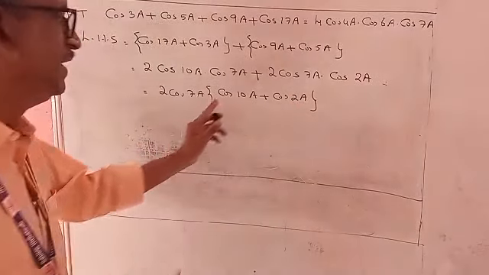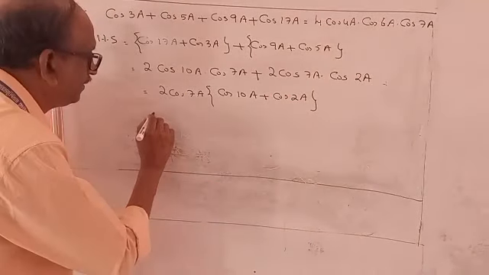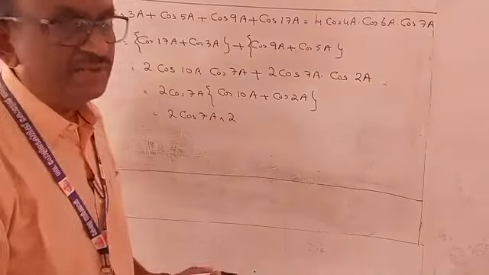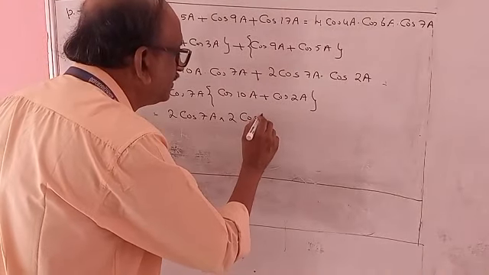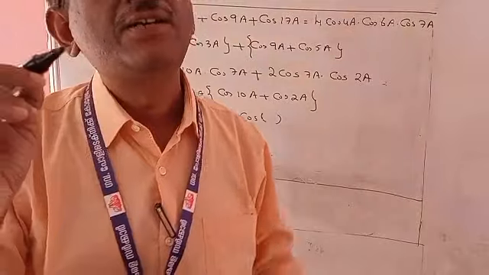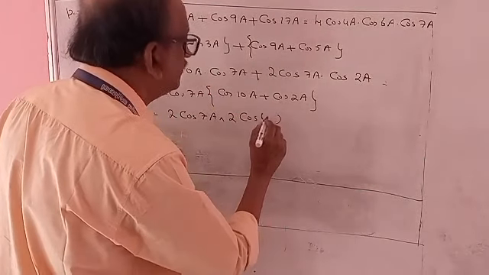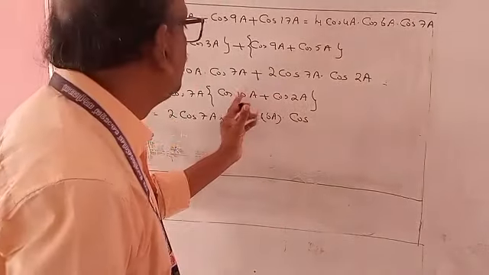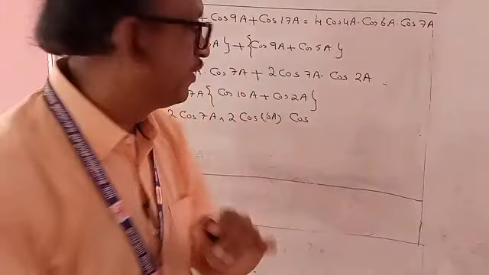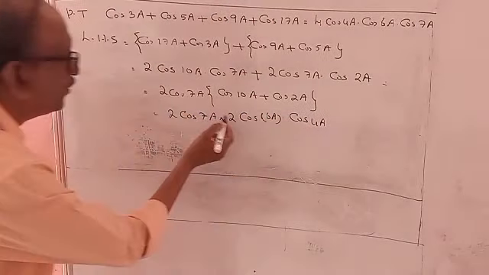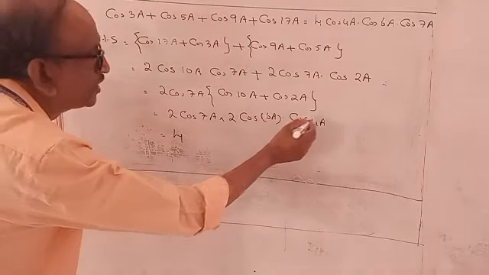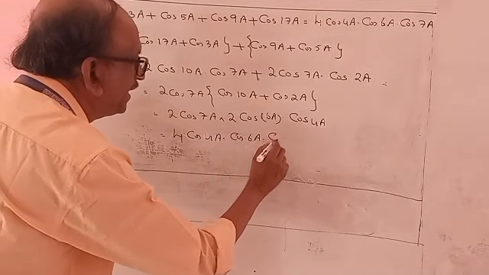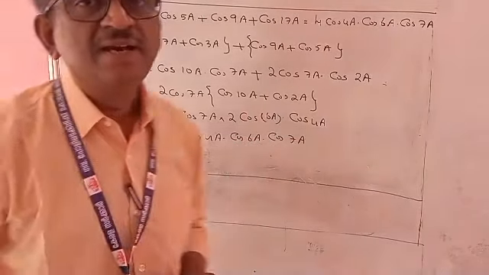Here we apply the product rule again. 2 cos 7a into 2 cos (c plus d) by 2. 10a plus 2a, 12a by 2, 6a, into cos (c minus d) by 2. 10a minus 2a, 8a, 8a by 2, 4a. Here 2 into 2, 4. 4 cos 4a into cos 6a into cos 7a. This is the right hand side.